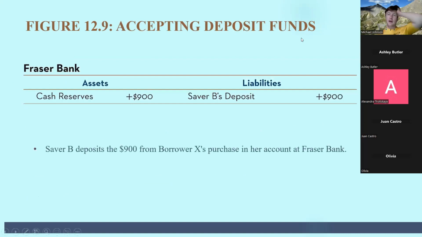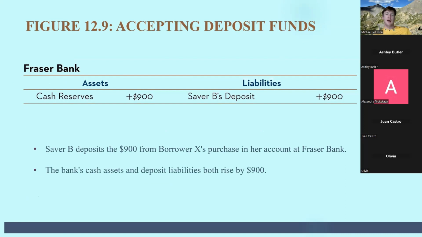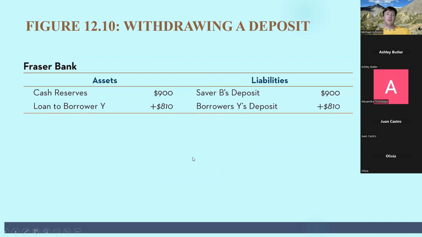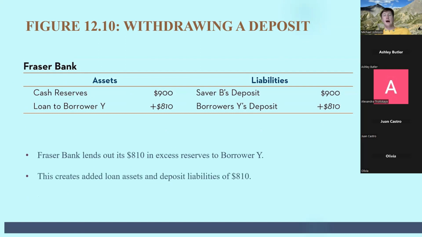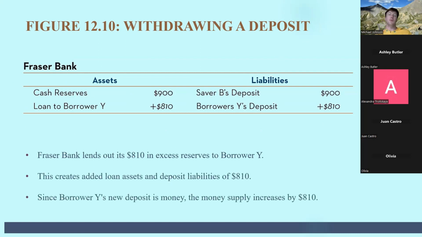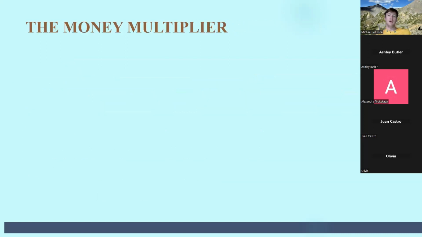Then saver B deposits the $900 from borrower X's purchase in their account at Fraser Bank. The bank's cash assets and deposit liabilities both rise by $900. Then Fraser Bank lends out its $810 in excess reserves to borrower Y. This creates added loan assets and deposit liabilities of $810. Since borrower Y's new deposit is money, the money supply increased by $810.